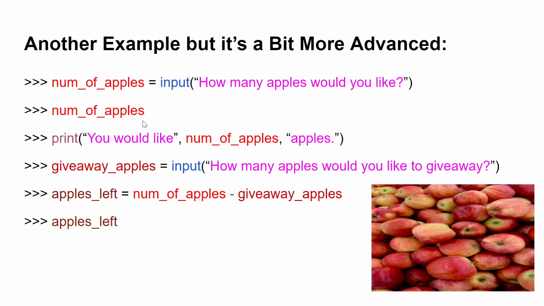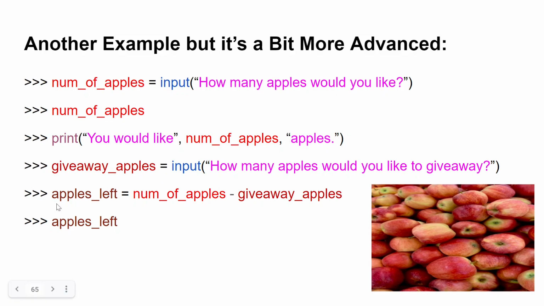And then we can print our variable out. And then we can print our variable with a message here. So it would say you would like whatever number you inputted apples. And then we can make a new variable called giveaway apples. So this variable asks an input for how many apples you want to give away.